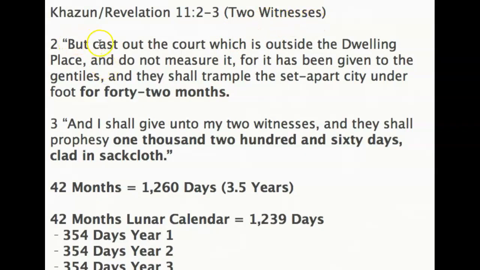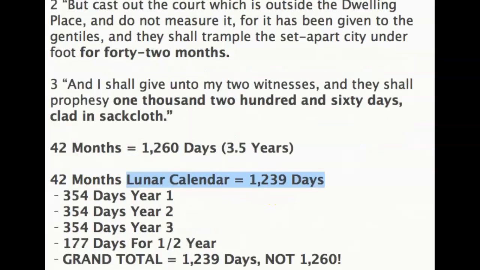But it says here, "But cast out the court which is outside the dwelling place, and do not measure it, for it has been given to the Gentiles, or the other nations, and they shall trample the Kadash, or set-apart city, underfoot for 42 months. And I shall give unto my 2 witnesses, and they shall prophesy 1,260 days, clad in sackcloth." Now we know 42 months is 1,260 days, or a total of 3.5 years.